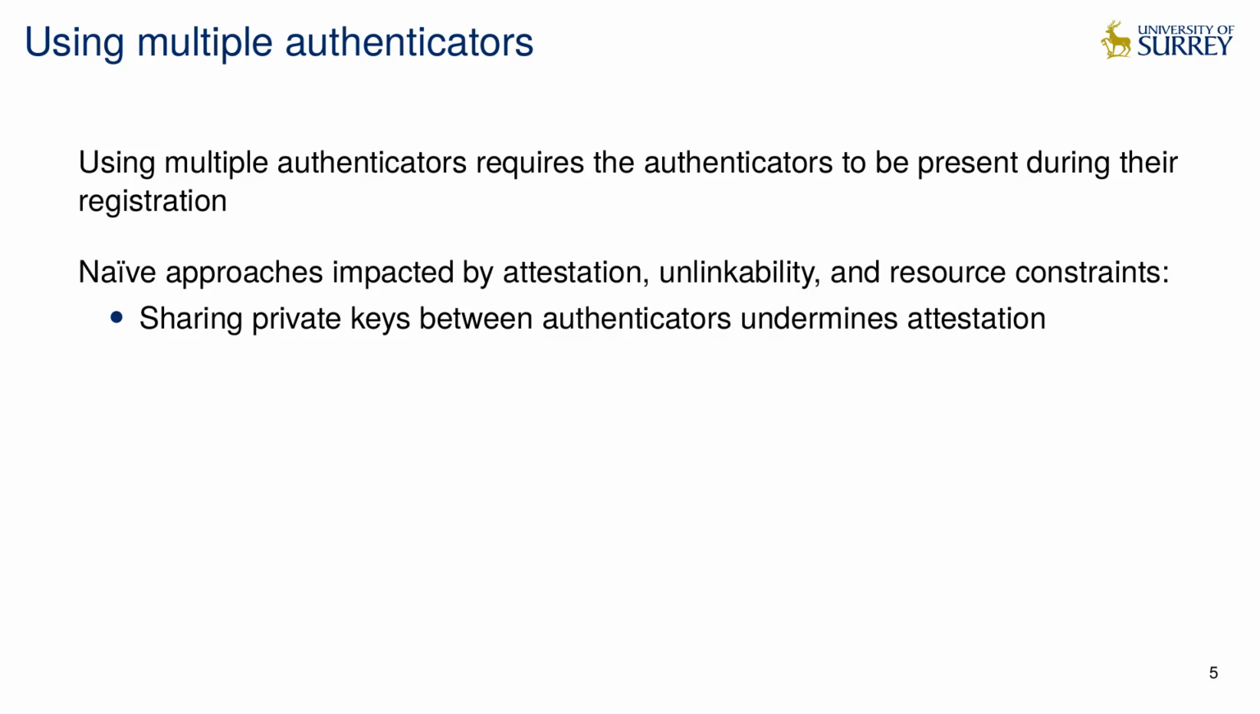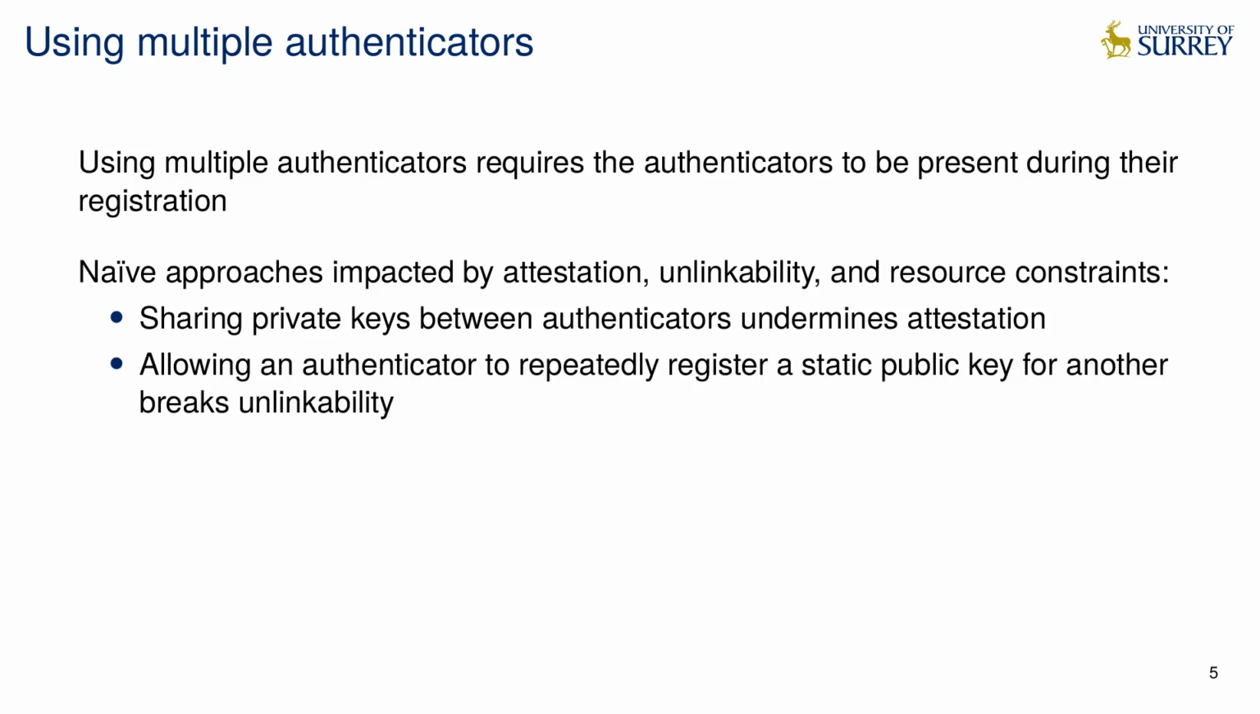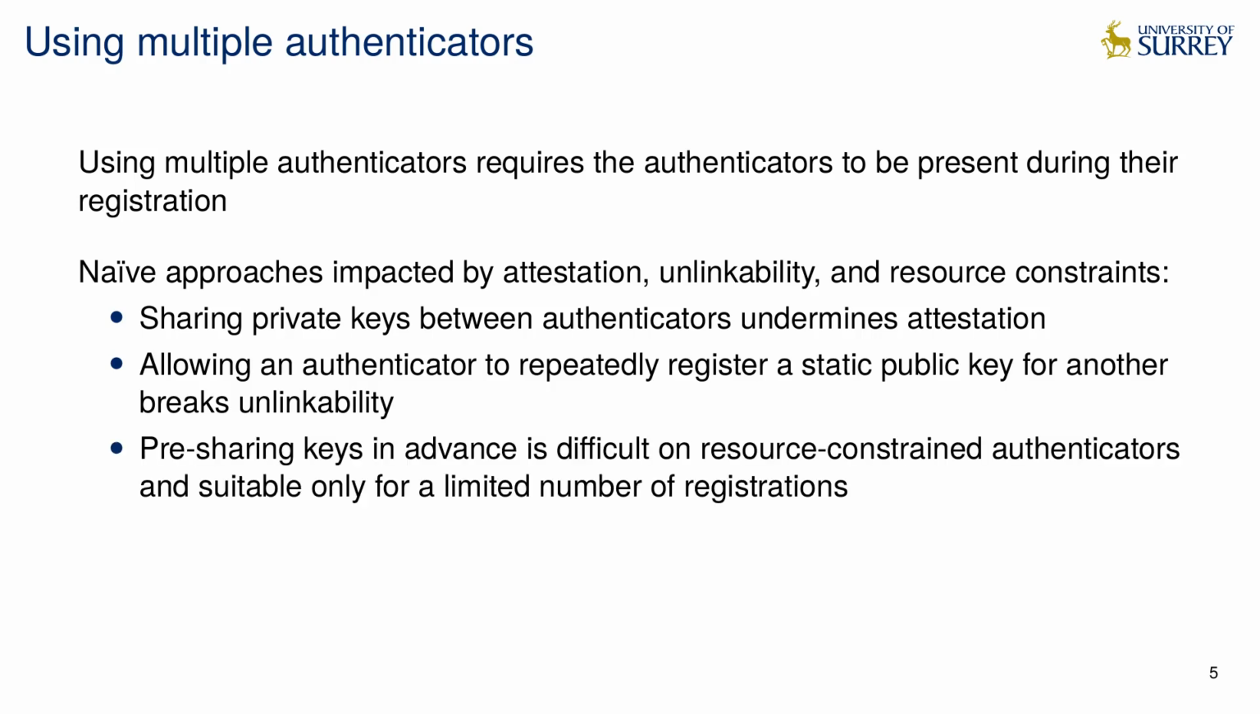A number of naive solutions are insufficient due to WebAuthn's properties. For example, sharing private key material undermines authenticator attestation. Unlinkability is broken if an authenticator registers static keys on behalf of other authenticators. Generating and sharing batches of public keys in advance requires considerable storage space on resource-constrained authenticators, such as hardware tokens.